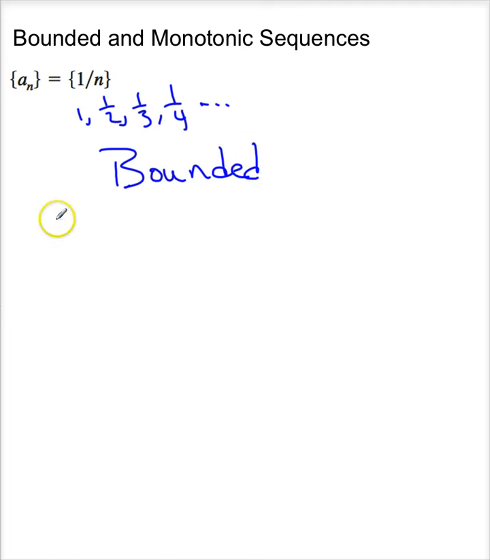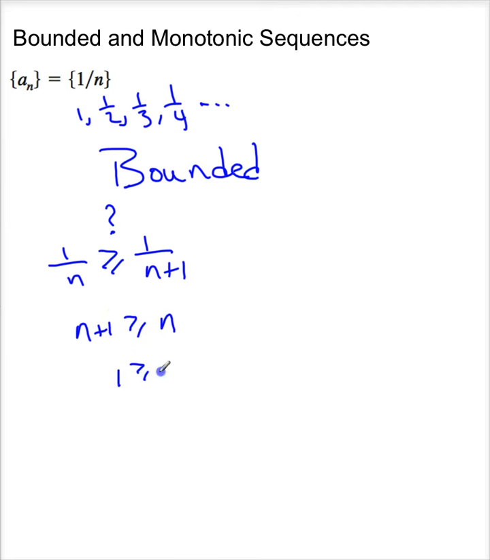Now let's see if it's monotonic. So let me see if 1 over n, now I see that they're decreasing, so let's see if this is always true. So I'm going to see if 1 over n is greater than or equal to 1 over n plus 1. So cross multiply. So is 1 always greater than or equal to 0? Yes. So it is monotonic. So by definition, or by the theorem, a sub n converges.